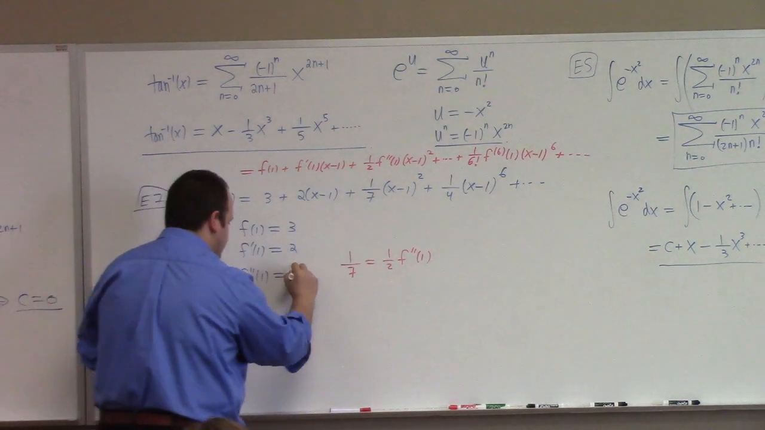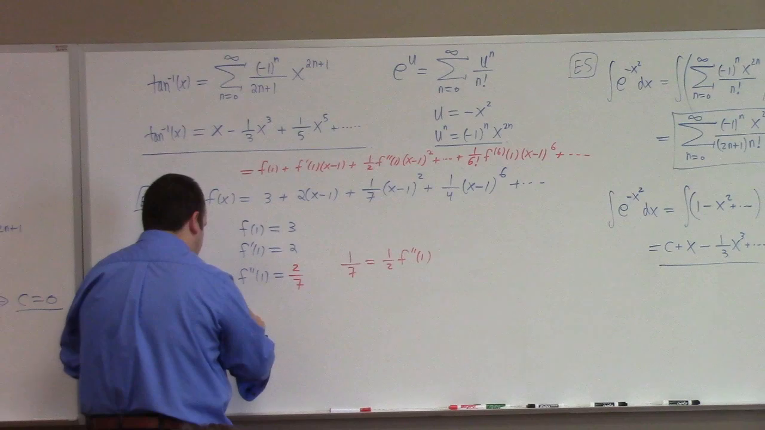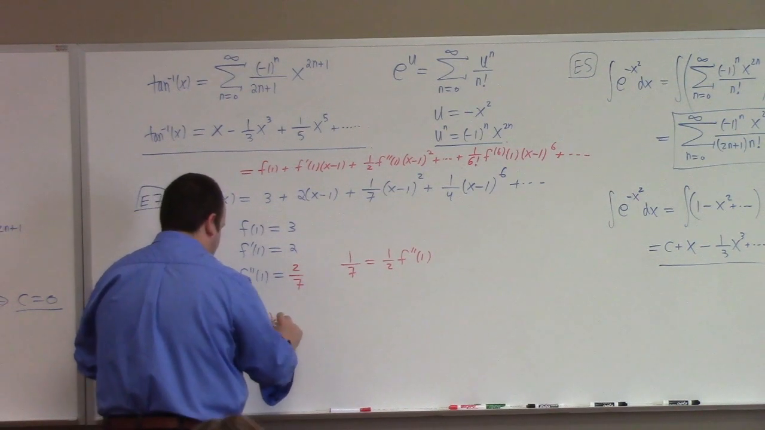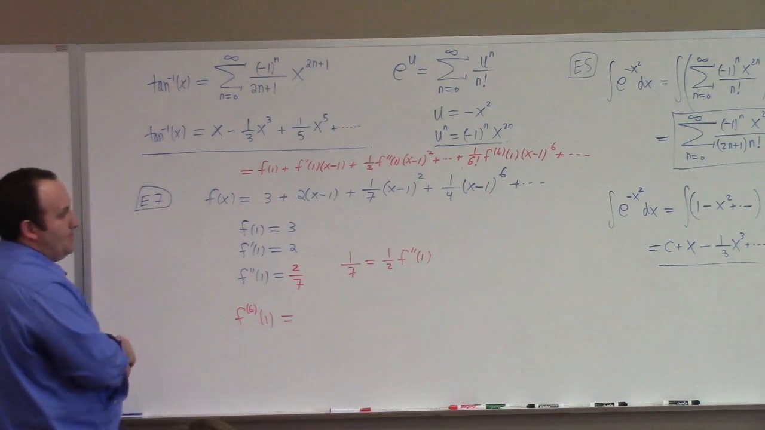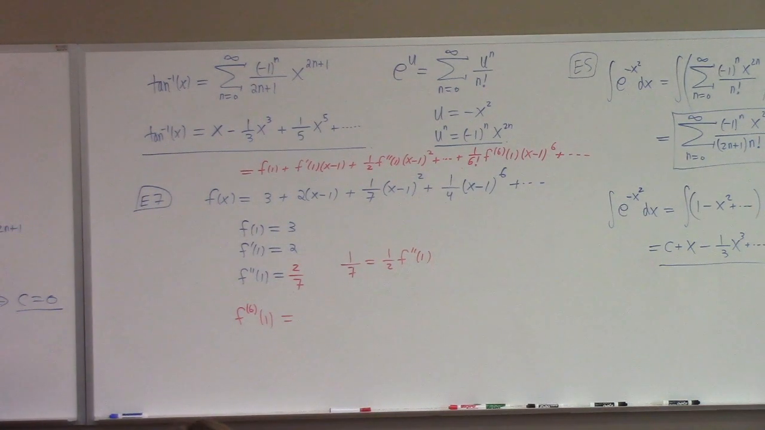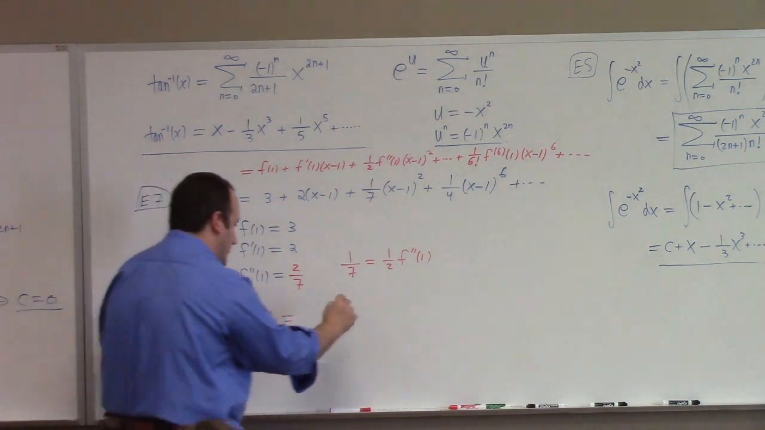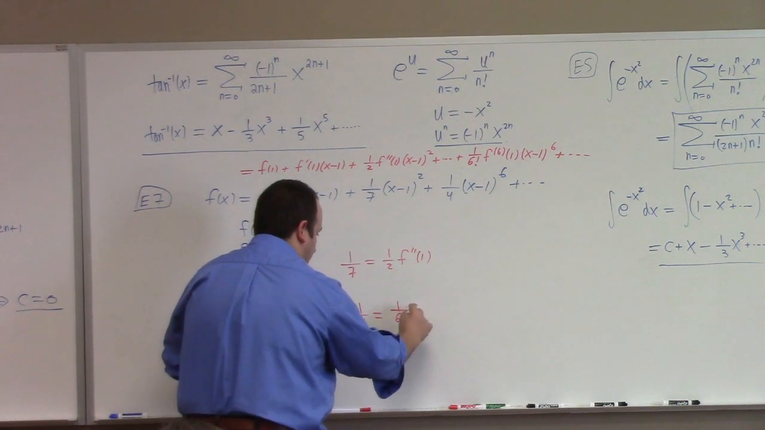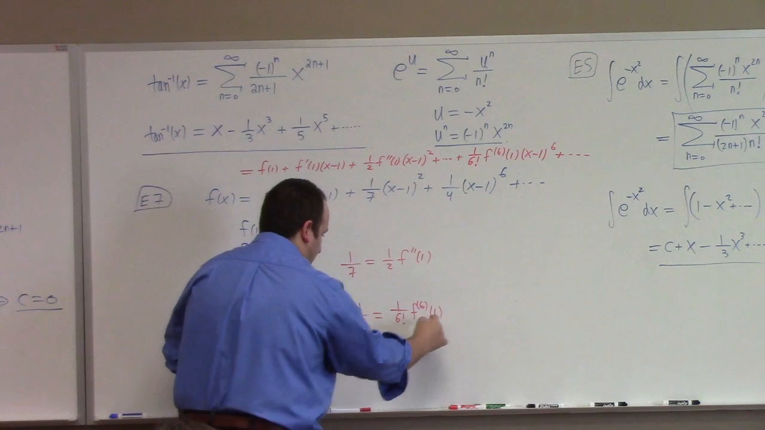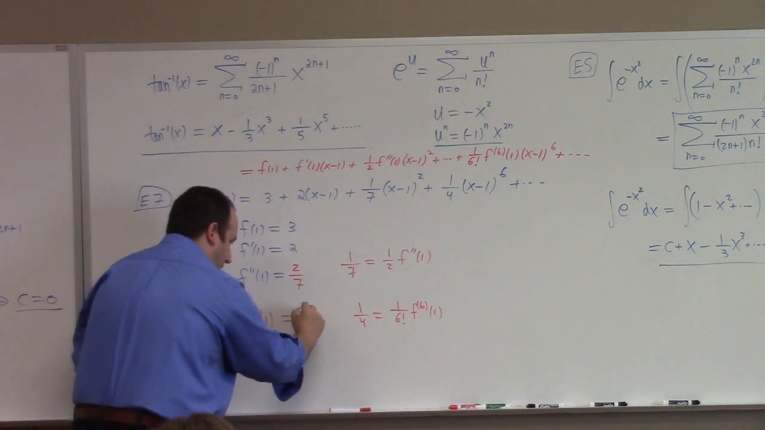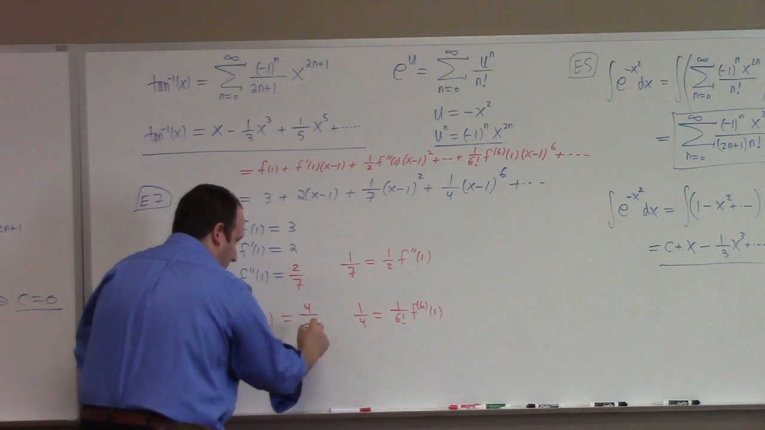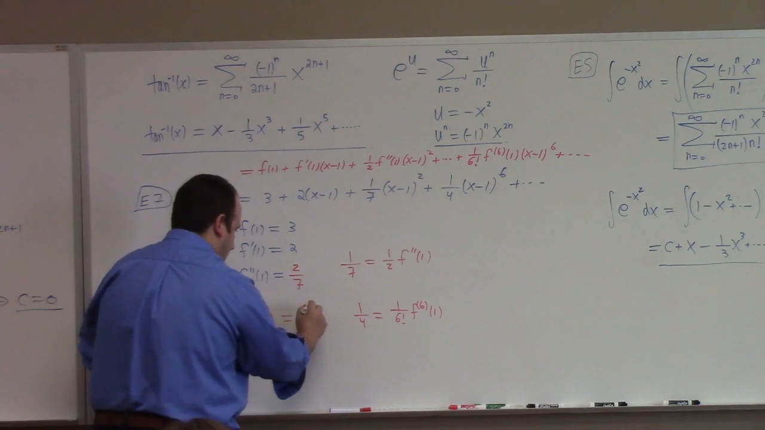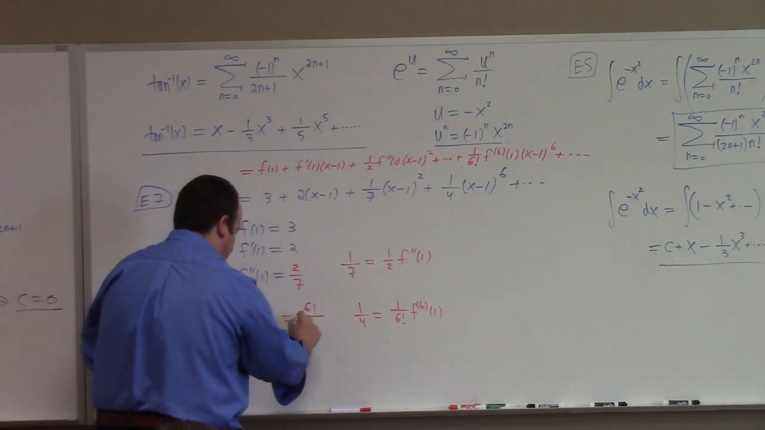Yeah. And what's the 6th derivative at 1? We got to solve 1/4 equals 1/6 factorial times the 6th derivative at 1. So in other words, it's going to be 4 over, oh wait a minute, I'm an idiot. It's going to be 6 factorial divided by 4.